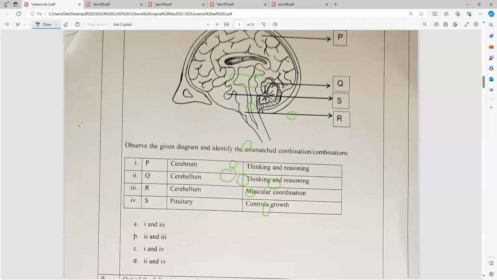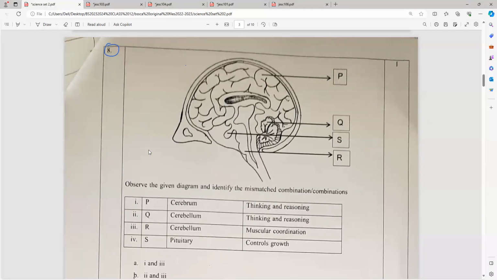Everybody, one minute, I'll erase this. Now, the first one. They have given it already here, so I want to note from the book. P is the cerebrum, Q is the cerebellum, R is the cerebellum. R is not a cerebellum, correct? They are taking both Q and R as cerebellum, but how can that be? This is wrong. R is here and Q is here.